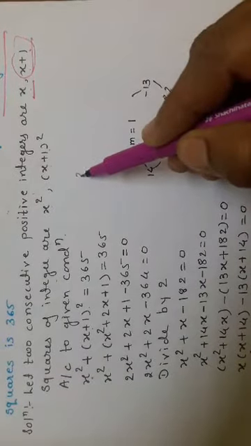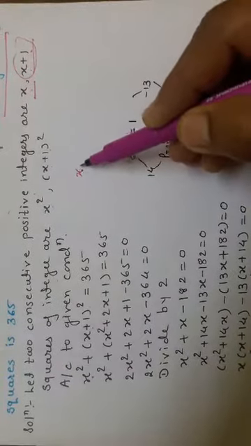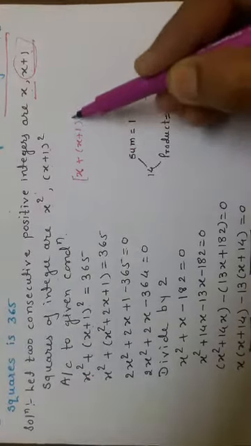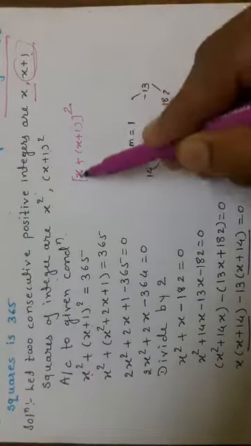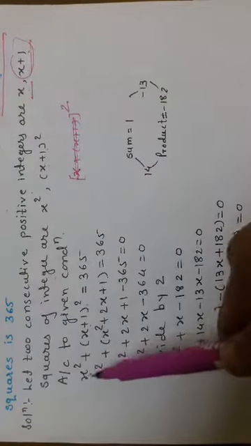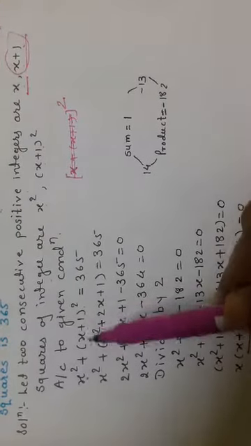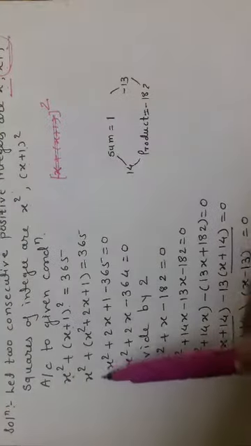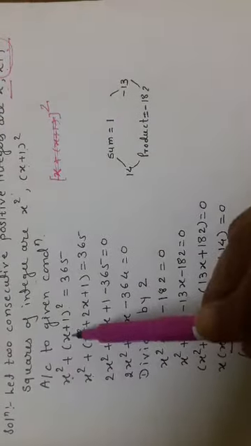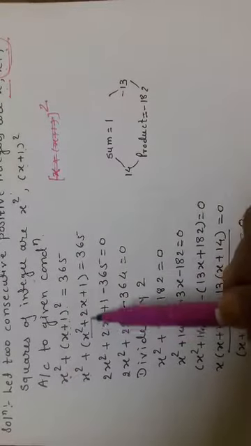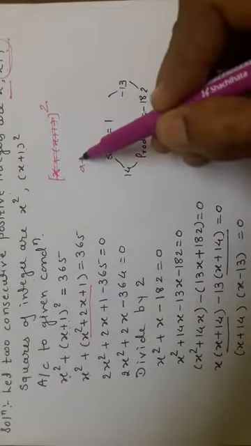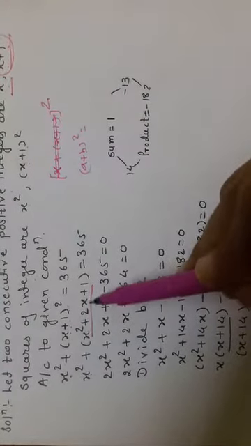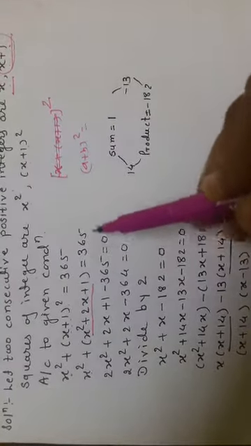Some students make a mistake here: they write x plus the second integer x plus 1 and then square it. This is wrong. What we have to take? We have to take the separate square of both integers and then their sum is equal to 365. x square is as it is, but here it is x plus 1 whole square. Here we will use the identity (a plus b) whole square, that is a square plus 2ab plus b square, so x square plus 2x plus 1 is equal to 365.